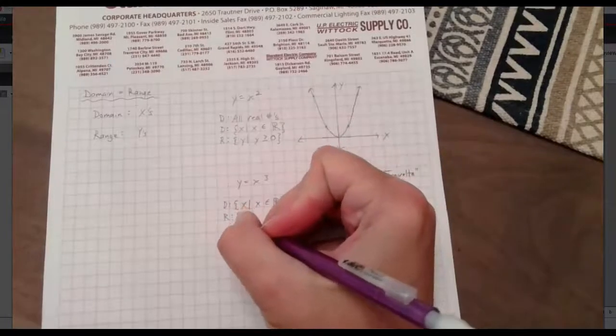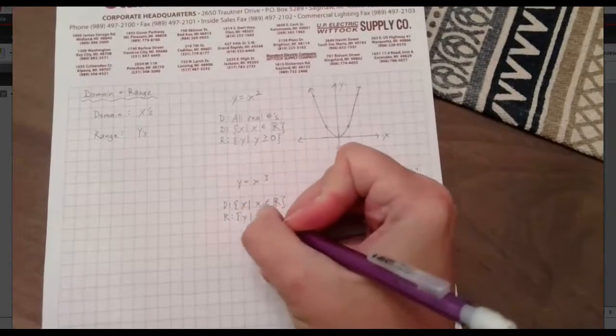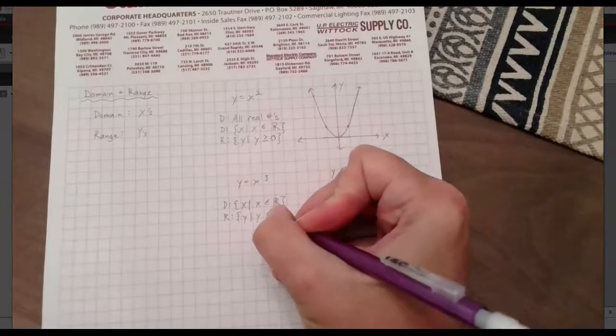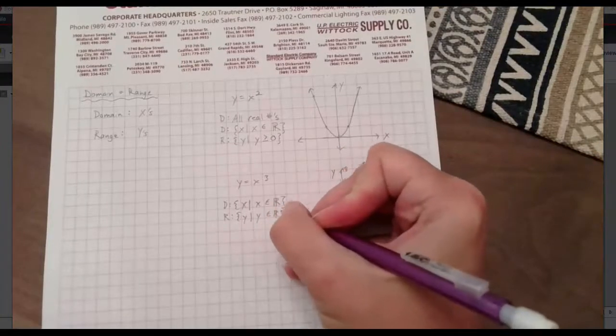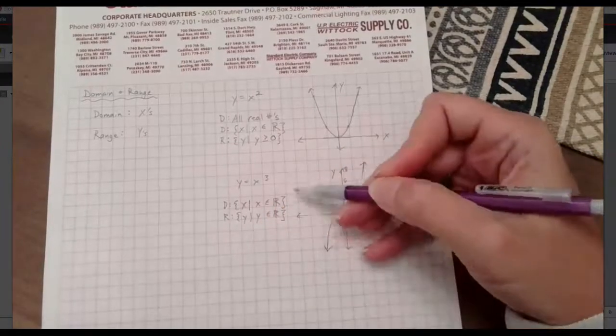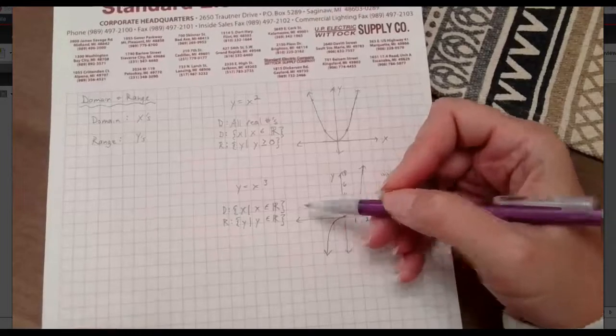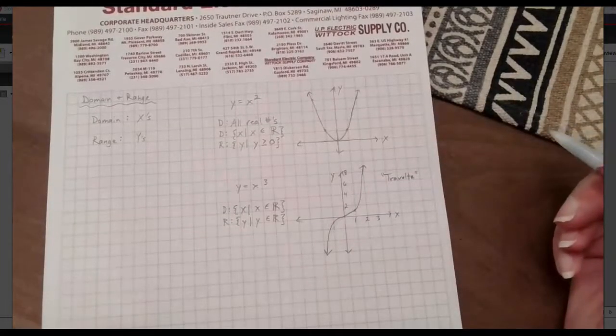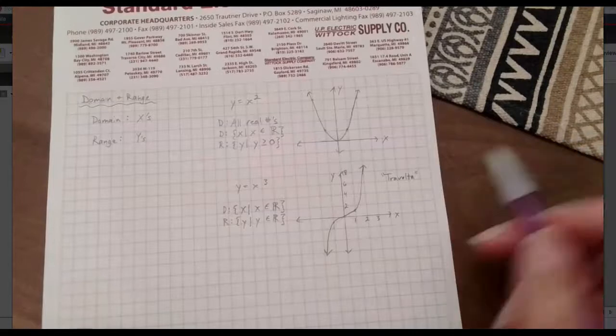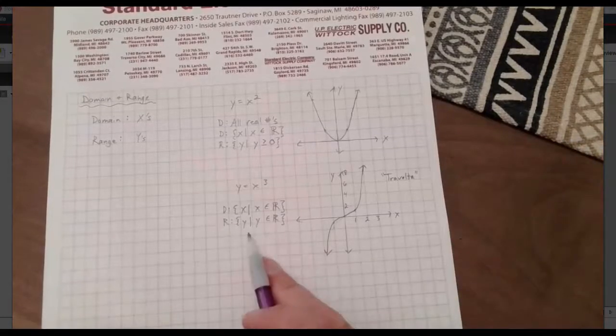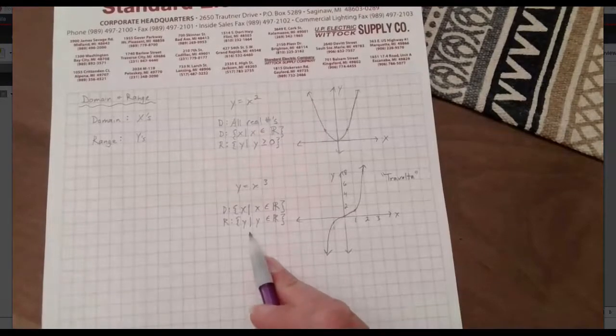So again, the set of numbers y such that y, this time, is also a member of the set of real numbers. If you wanted to tell me that domain and range are both all real numbers, you may do so, because it's true. But again, this is the writing that I would like you to start seeing and getting used to so that you do not have heart palpitations if it shows up in a textbook.